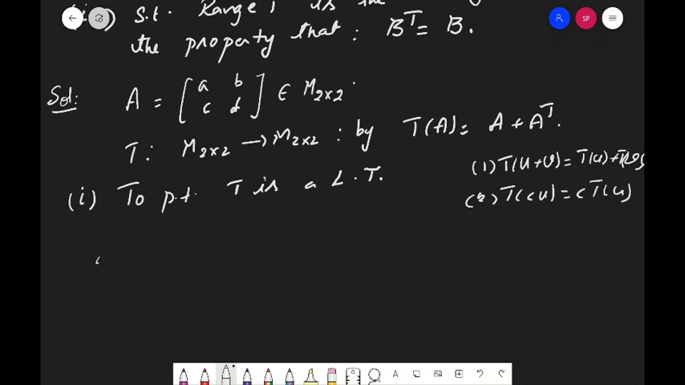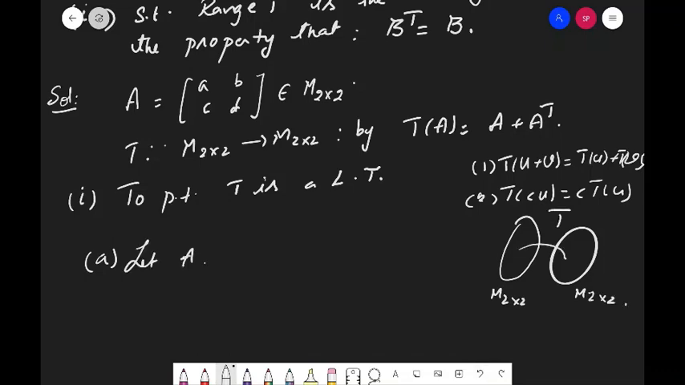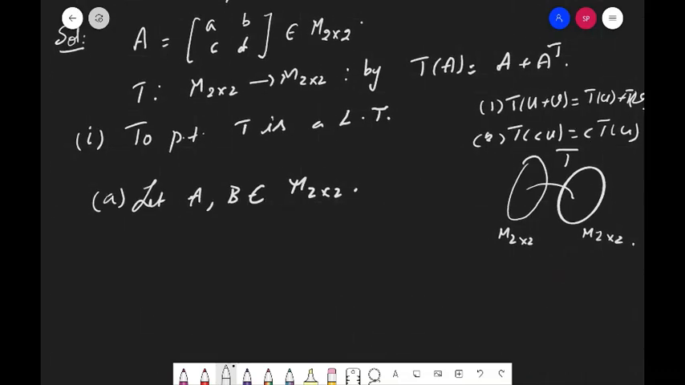So I will take the first bit. I have to take u and v, two elements from the domain. What is the domain? M2 by 2. Even the codomain is also M2 by 2. T is a transformation from these two. Let A, B belong to M2 by 2. Then can I say A plus B also belongs to M2 by 2? Yes. Now what is T of A plus B? By definition, T of A is equal to A plus A transpose.